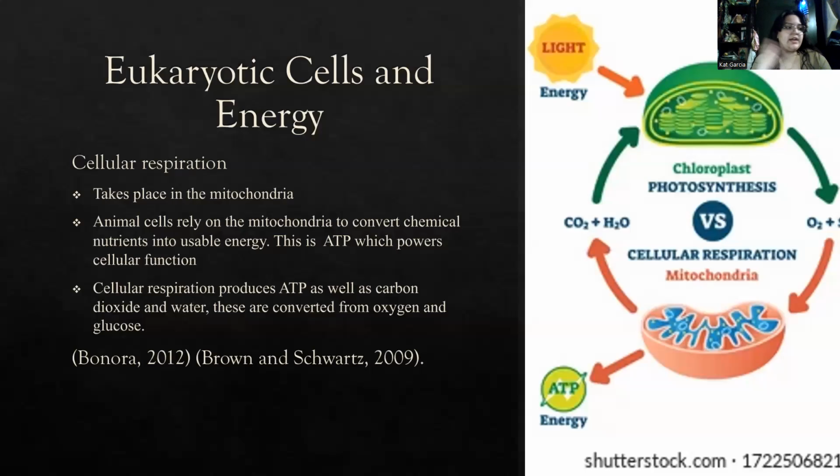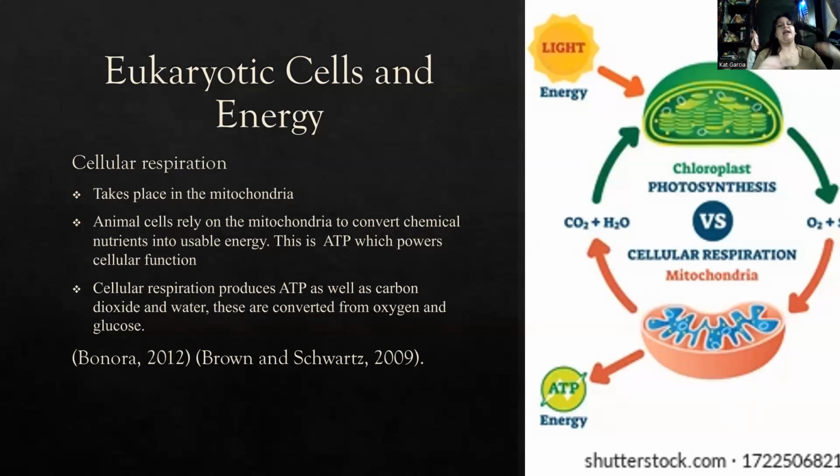Next, we have eukaryotic cells and energy. For animal cells, cellular respiration occurs. This takes place in the mitochondria, as I stated earlier. Animal cells rely on the mitochondria to convert the chemical nutrients into usable energy. The cells use ATP. So this is the currency of energy in the cell. In animal cells, ATP is necessary for cellular function. And you can see here in our picture, we have mitochondria. And cellular respiration produces ATP as well as carbon dioxide and water. They are converted from oxygen and glucose.